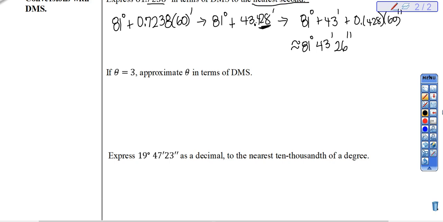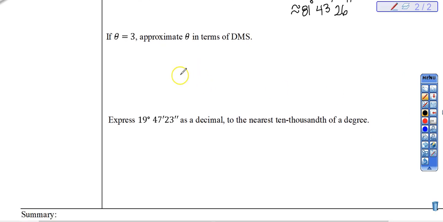Okay, guys, we got to boogie. So these last two are going to go quickly. It says for this next one, if theta equals 3 radians, I have to convert it to degrees, minutes, and seconds.